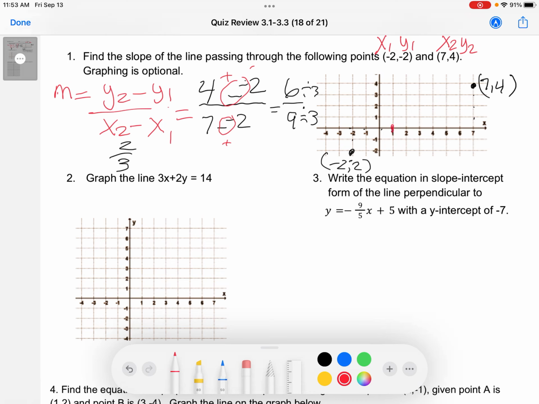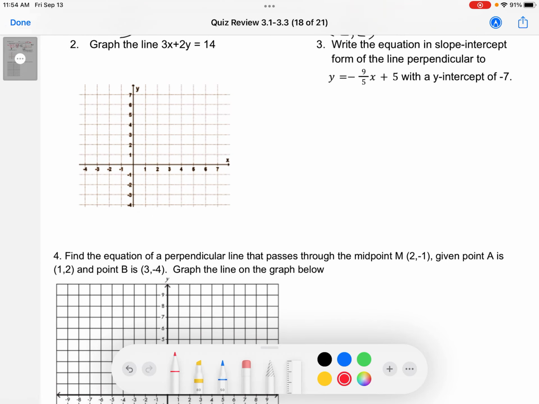Let me go ahead and change colors for how I'm going to graph these. Then up 2 over 3: up 2, over 1, 2, 3. So that indeed is the answer, up 2 over 3. All right, so let's go look at number 2.